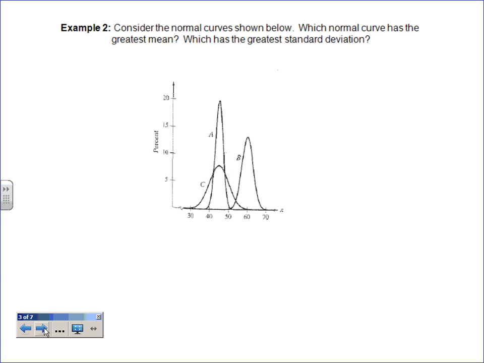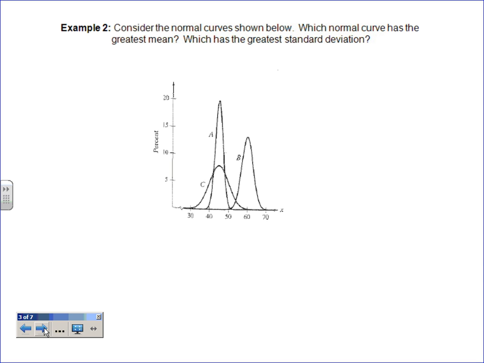Again, forgive me for the pun. So why don't you go ahead and try and answer the question here. Did everybody see which ones A, B, and C are? I know the copy didn't come off very well there, did it? But I think you can tell which one's A, which one's B, and C. And so which has the greater mean and which has the greater standard deviation?